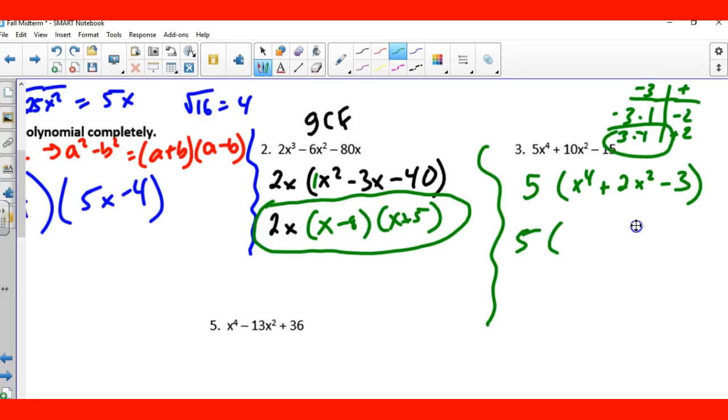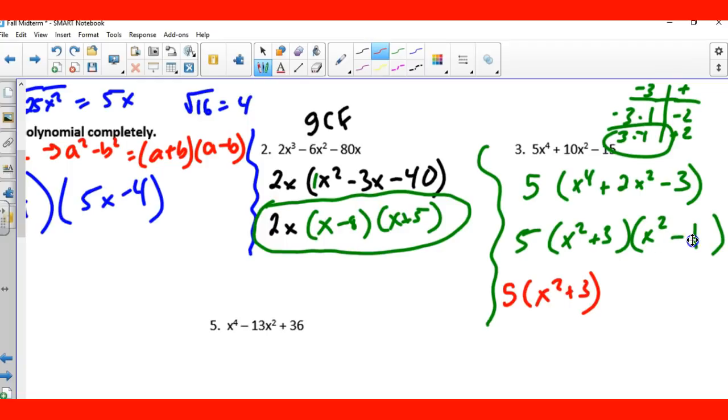Notice right here, I have to make x to the 4th, so I'm going to go x squared times x squared. So you have x squared plus 3 and x squared minus 1. Now, this one we can take a step further. This is the difference of two squares, like that very first problem. So I have 5 times x squared plus 3, and then because of the difference of two squares, I can go x plus 1 and x minus 1.